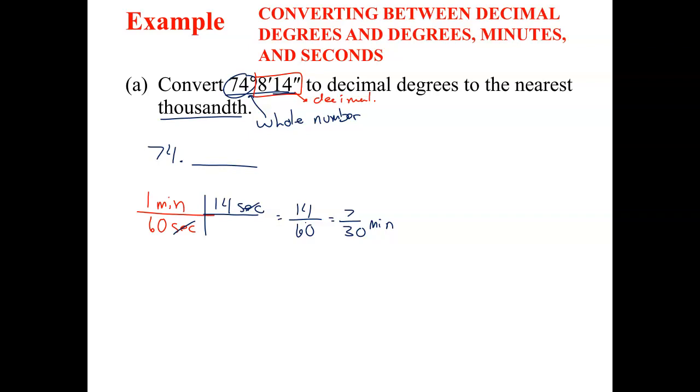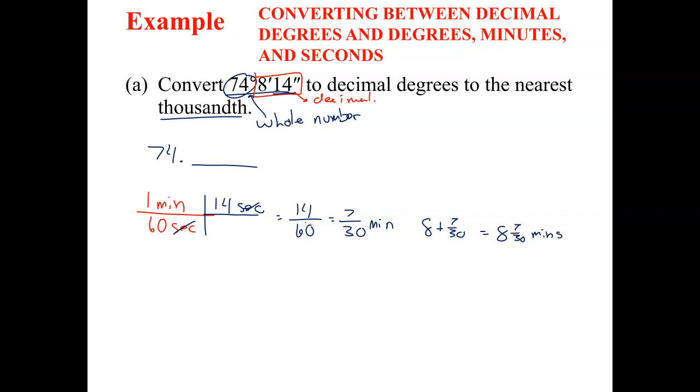So if I have 7/30ths of a minute and I also have 8 minutes, then in total I have 8 and 7/30ths minutes. I took 8 minutes and 14 seconds and wrote it all as minutes: 8 7/30 minutes. That's about 8.2 minutes if we wanted to round.